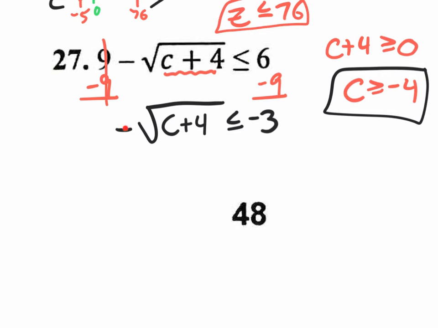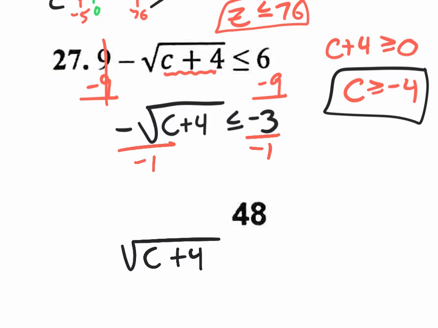Now, what's my next step here? It's still not isolated because I have a negative out here in the front. So what do I do? Divide by negative 1, or multiply both sides by negative 1. I want to divide both sides by negative 1. Now, this is an inequality, and because I'm multiplying or dividing by a negative, I must flip my inequality symbol. So what do I have left? I have the square root of c plus 4, but I need to flip this symbol to become greater than or equal to, and then negative 3 divided by negative 1 is positive 3.